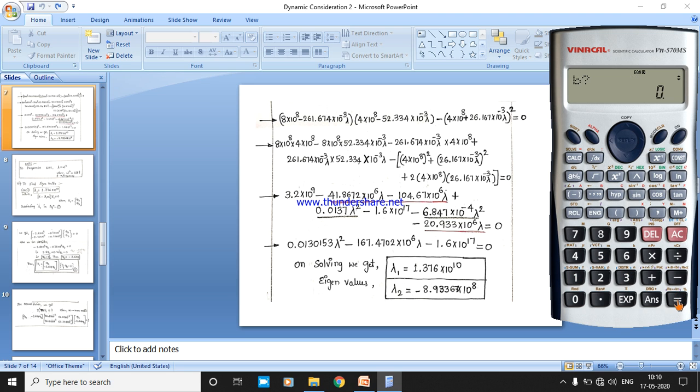0.0130153, A B value, minus 167.4702, constant, minus 1.6 into 10 raised to 17. So I got lambda 1. One second, somewhere I made a mistake. One second. Equation 1, degrees is 2.